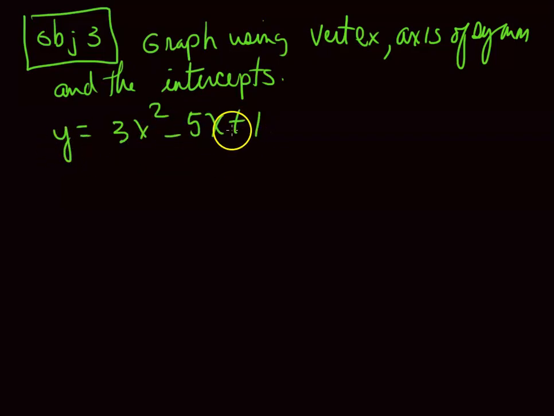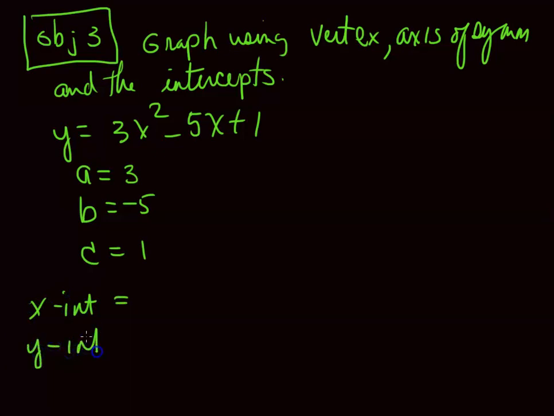Now, this one's a little hard to see, but we can say that I know what a is. A is 3, b is a negative 5, and c is equal to 1. So, the x-intercepts I'll have to figure out. But the y-intercept is pretty easy because there's only one. If x is 0, y is 1. The vertex, it's the opposite of b, so it's a positive 5 over 2 times a, 6, and then plug that in to get y.